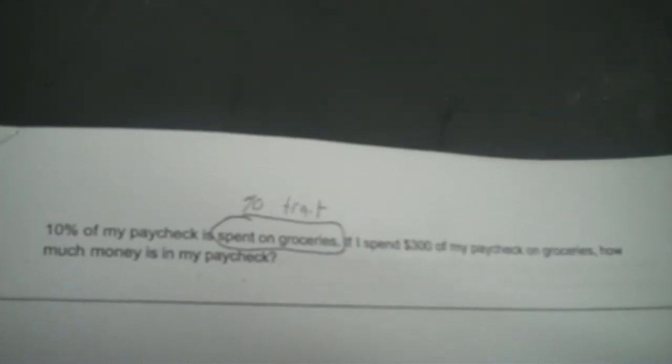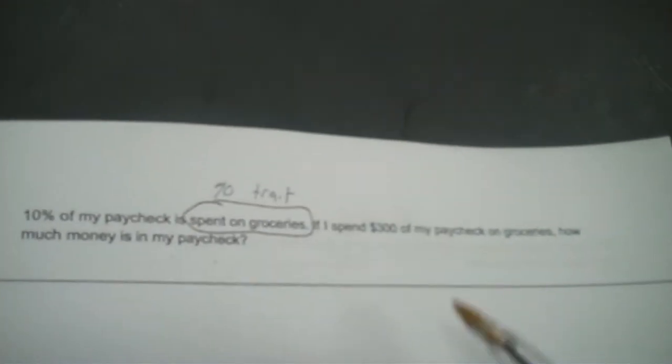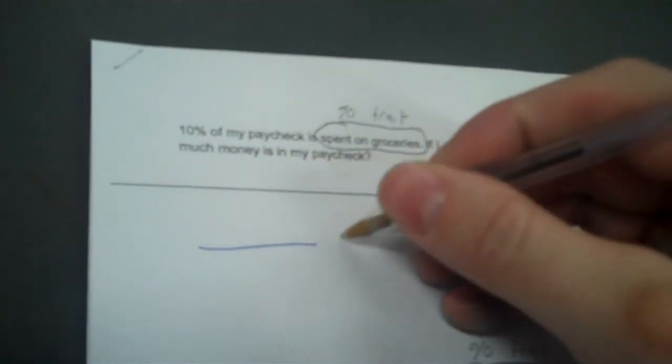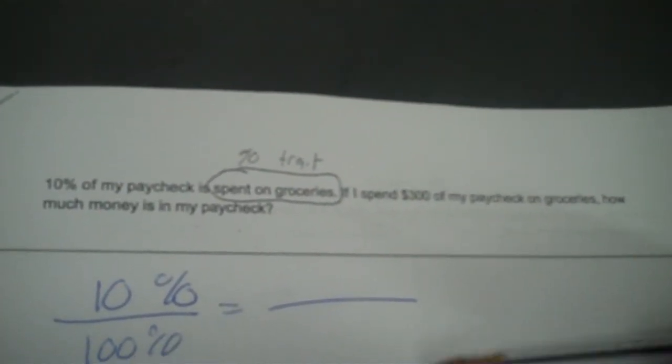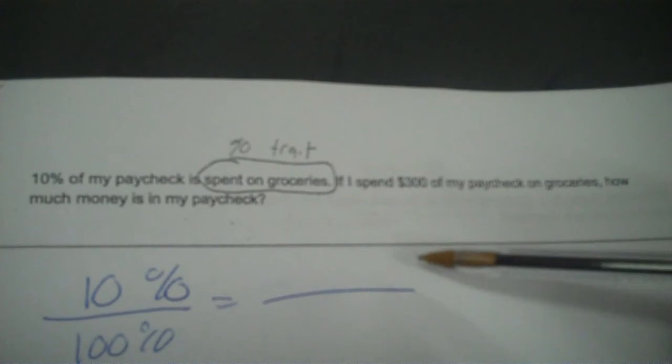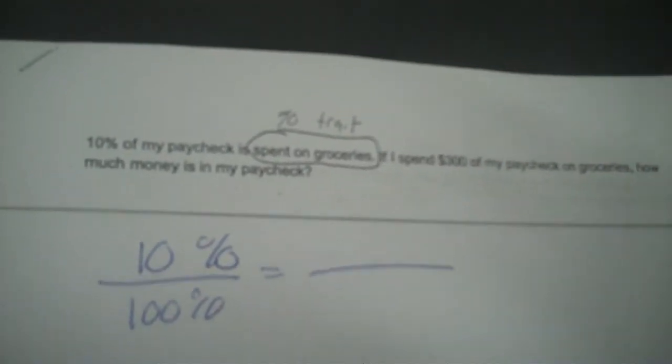Okay, now you're going to be solving some actual real world percent problems. Okay, don't get freaked out by it. You're going to set up your ratios, but you can't rely on the is of. That's not going to work. It says 10% of my paycheck is spent on groceries. If I spend $300 of my paycheck on groceries, how much money is in my paycheck? You're going to put your 100%, and the percent you have in the problem is 10, but the is of is not going to work because you'll just end up guessing where to put that $300, and that's not what we want.